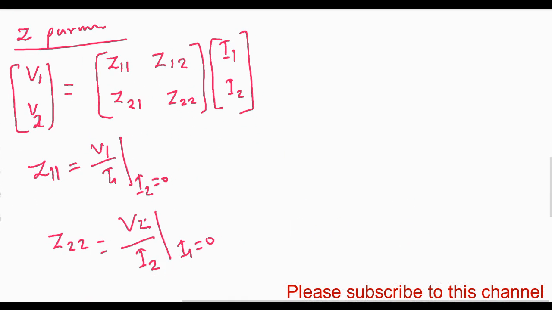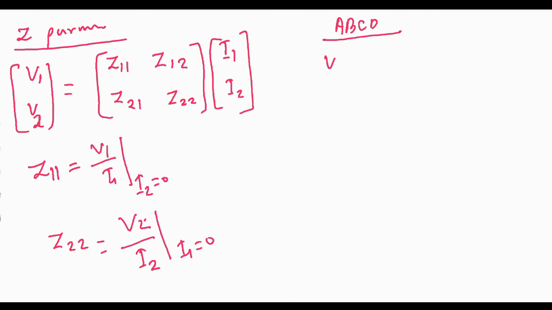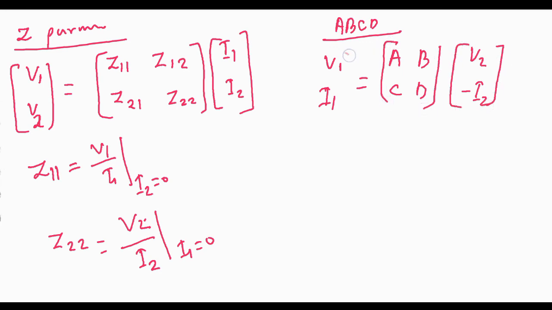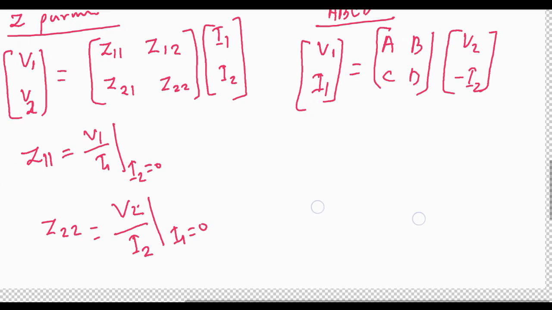Similarly, we can give the ABCD parameter, or transmission parameter, or T parameter. In the ABCD parameter we consider the sending end voltage and current in terms of the receiving end voltage and current, that is V2 and minus I2. This is the receiving end voltage and current, and V1 and I1 are the sending end voltage and current. So here we have to write all the things.